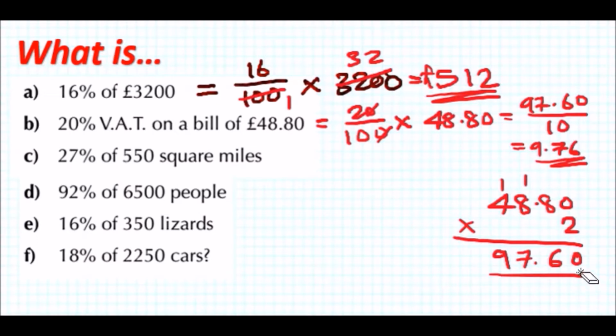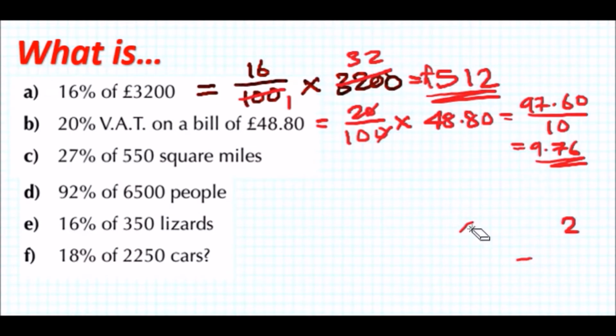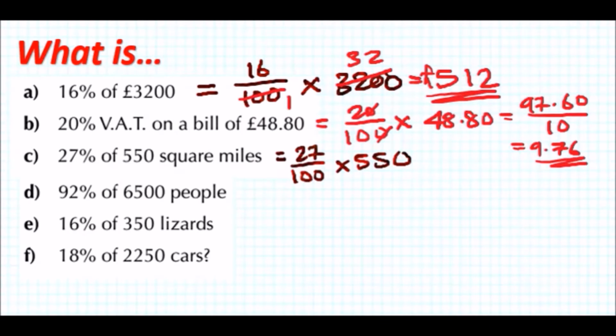Okay, let me just move this out of the way. Now, let's move on to the next part. 27% of 550 square miles. So this is 27 over 100, and we're going to multiply that by 550. You could times it head on, or you can cross simplify, taking off the extra 0. Now you can just do 27 times 55.